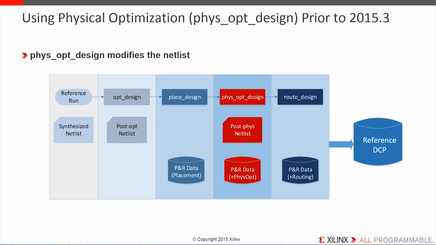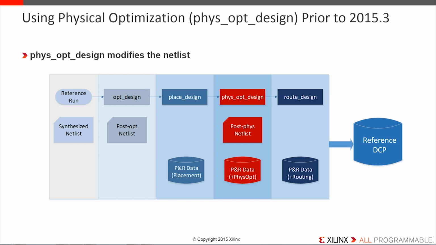Beginning with the 2015.3 release, the incremental compile flow has improved its handling of physical optimization usage. To understand the improvement, let's review how physical optimization is handled in previous releases. First, we'll take a look at how the original reference design is generated. Beginning with the synthesized netlist, logic optimization, opt_design, runs and modifies the netlist to get the post-opt netlist.